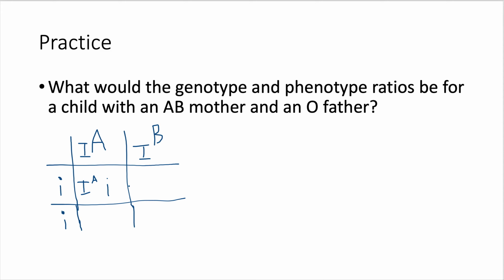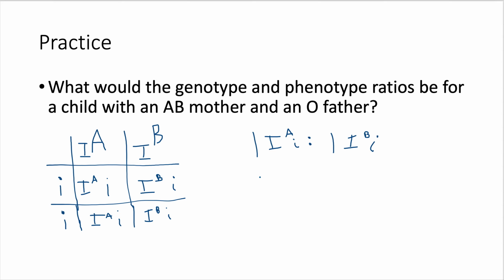I^A, little i, I^A, little i, I^B, little i, I^B, little i. Okay, what would the genotype and phenotype ratios be? So we have 2 I^A i to 2 I^B i. And like I said before, we need to reduce when we have a ratio just as if it were a fraction.